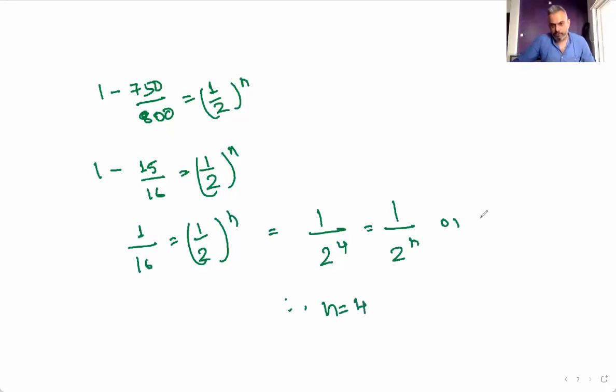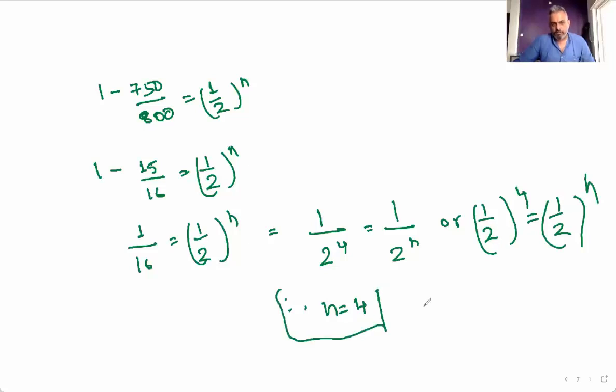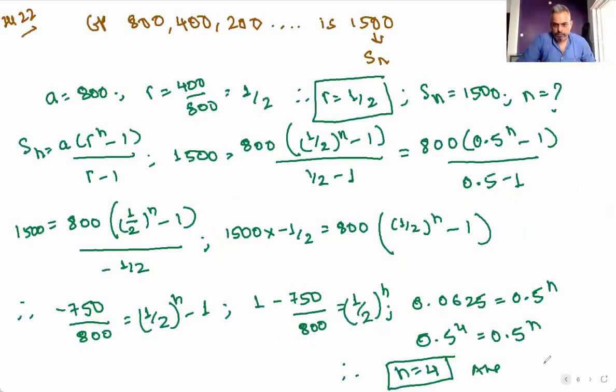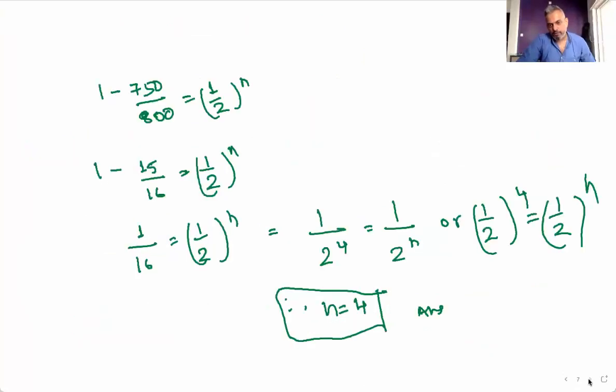Or you can write it this way, 1 by 2 whole raised to 4 is 1 by 2 whole raised to n. Therefore, n is equal to 4. You can do this method also. So you can write both the methods. Okay, 0.5 is very simple, but if you have to take 1 by 2, you can do this method. So either you use this 0.5 or you use 1 by 2. If you ask me, 0.5 will be easier.